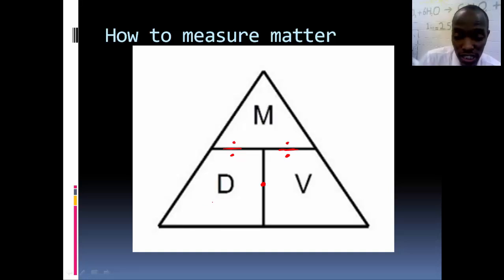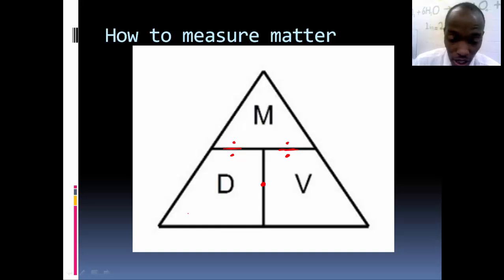All right. So density is over here. When you want to find density, then you're going to divide mass over volume because they're up and down. When you want to find the volume, you're going to divide mass and density because they're up and down of each other. But if you want to find the mass, then you're going to multiply density times volume because they're side by side. So up and down is divide, side by side is multiply.